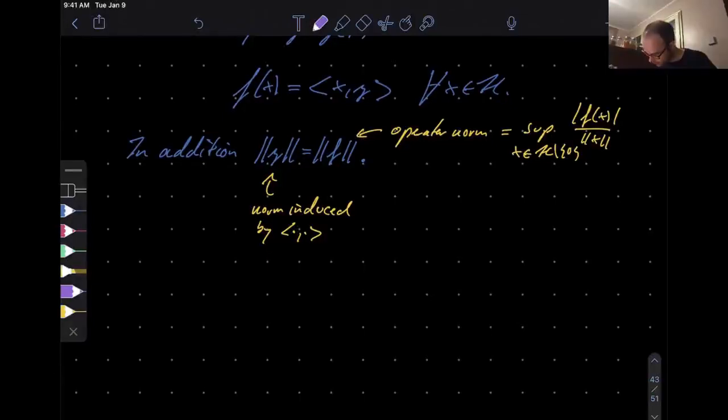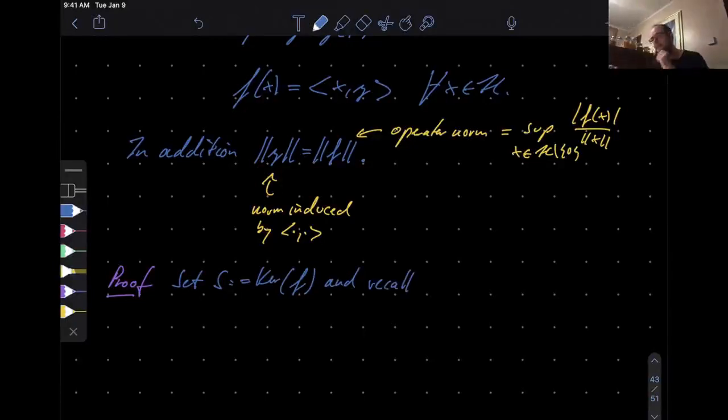And in a sense, construct that functional explicitly in terms of the inner product. Okay, so set S as the kernel of the linear functional. And recall, because the projection lemma needs closed subspaces, the kernel, fortunately, is a closed subspace. Okay. Now, two cases can happen.